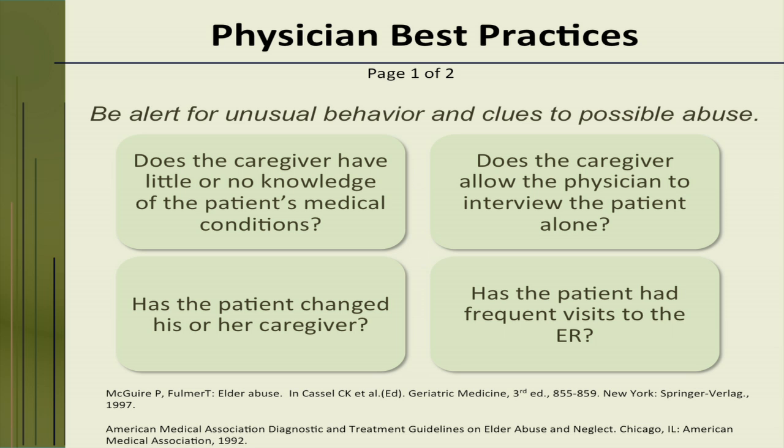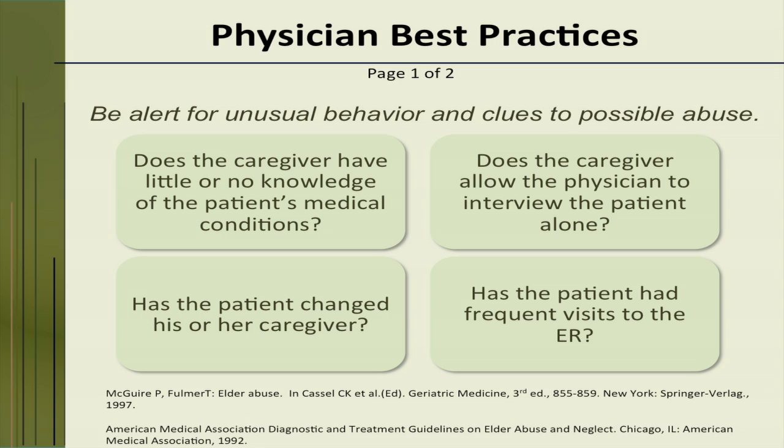So what are some best practices to follow as a physician? We want to be alert for unusual behavior, including possible abuse. So does the caregiver have little or no knowledge of the patient's medical conditions? As a formal caregiver, you would expect that this caregiver knows the medical conditions of the older adult, knows what medications they take, knows when they need to be taken to a physician, and understands the necessity for maintaining good personal hygiene, especially if they have conditions such as diabetes.